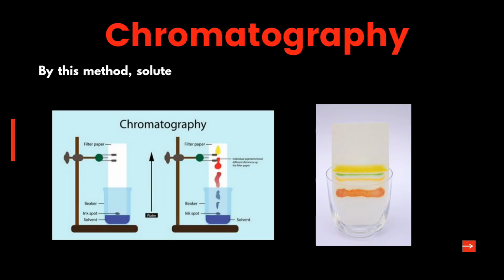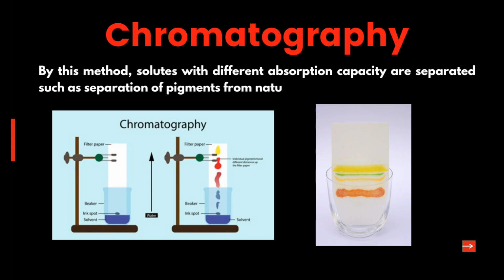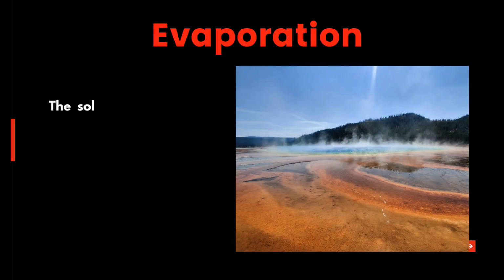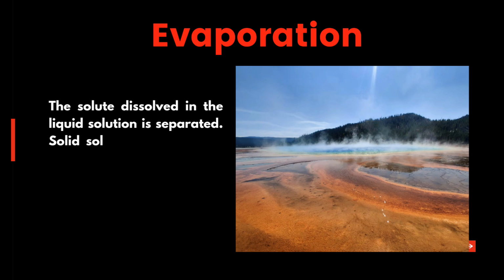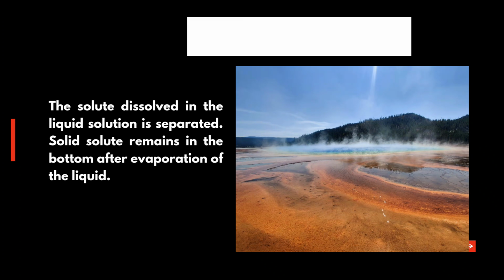Chromatography. By this method, solutes with different absorption capacity are separated. For instance, separation of pigments from natural and artificial dyes has been done by this method. Evaporation. The solute dissolved in the liquid solution is separated. Solid solute remains in the bottom after evaporation of the liquid. This process is called separation through evaporation.